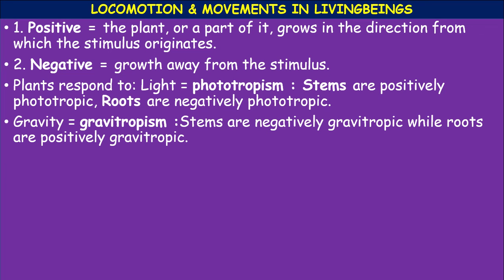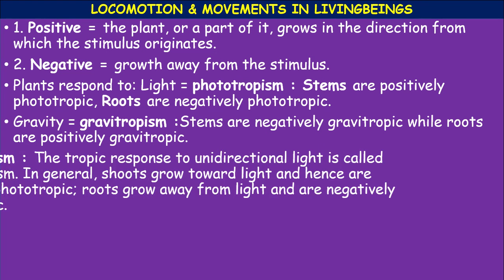Next, gravity. The phenomenon is called gravitropism or geotropism. The stems are negatively gravitropic or geotropic, because they are growing against the gravitational force, while roots are positively geotropic, positively gravitropic. They are growing towards the gravity of the earth or soil.